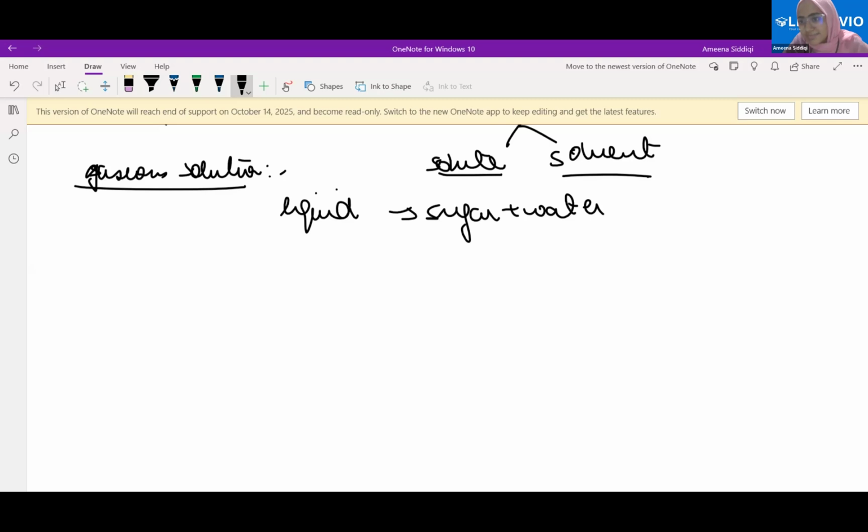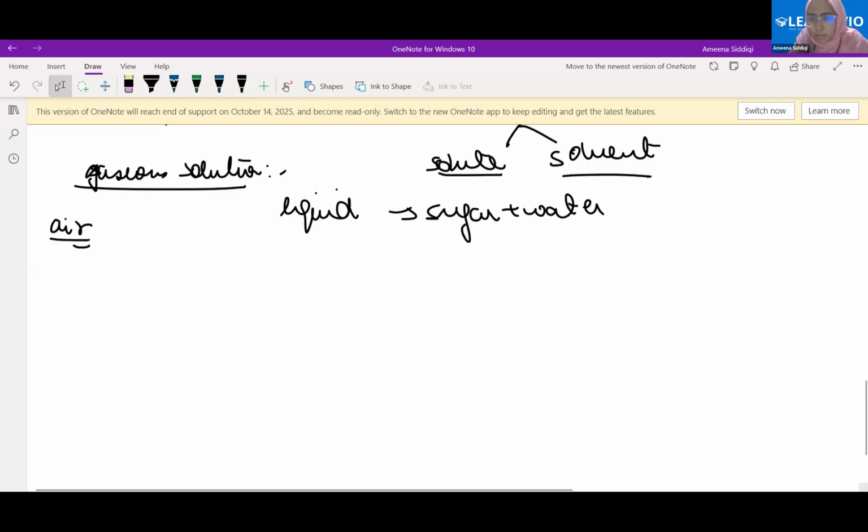H2O and gaseous solution. Oxygen and carbon dioxide. Wonderful, oxygen and carbon dioxide. So basically, can I say air is nothing but a mixture of different gases present in it? Therefore, it is a gaseous solution. Yes or no? Yes, ma'am. So therefore, air is an example of a gaseous solution.